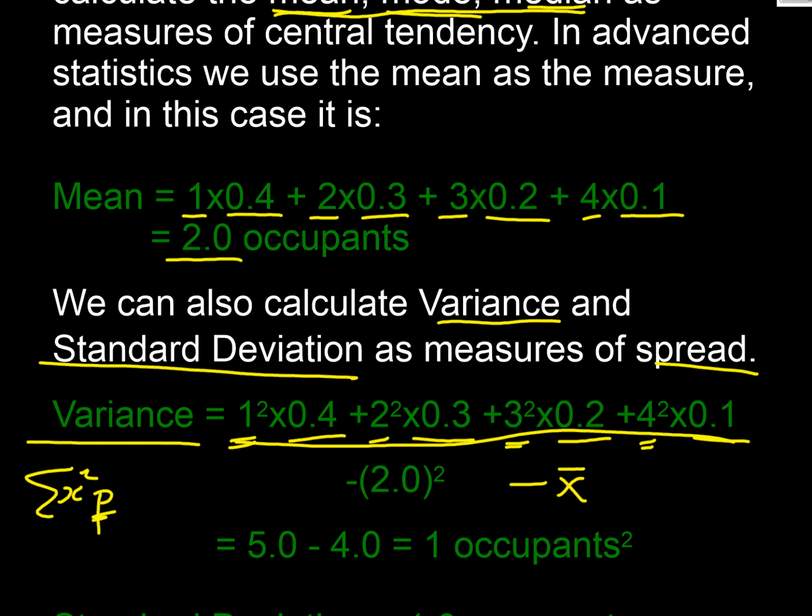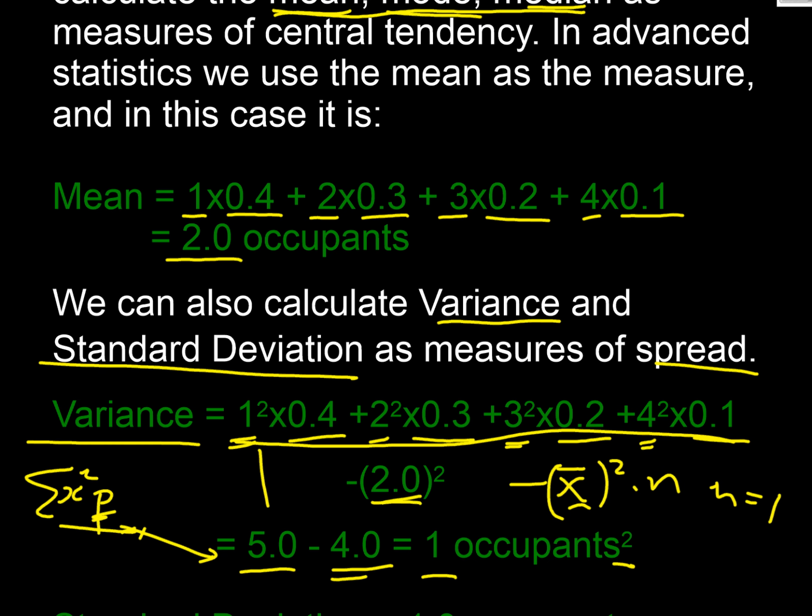And what do we have to do? Well, we have to take off our x bar squared times n. Of course, here, because we're using a probability, n equals 1. So that's just our x bar squared, which we calculated as 2 up there. So the first element comes together and gives us 5. Then we correct for our mean of 2, which we square to get 4, take one away from the other, and we have our variance of 1 occupant.